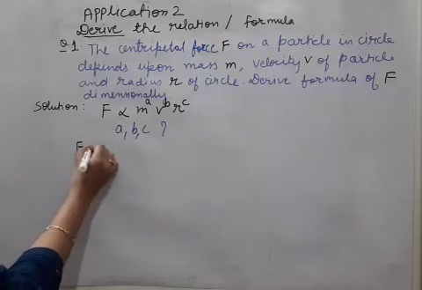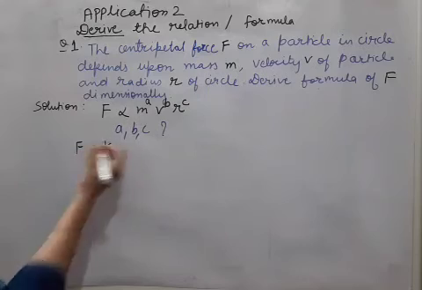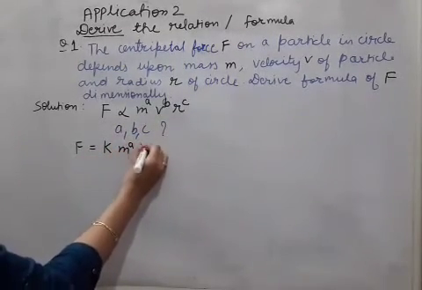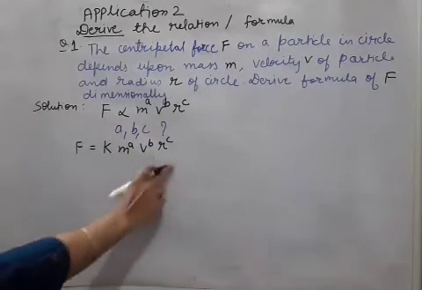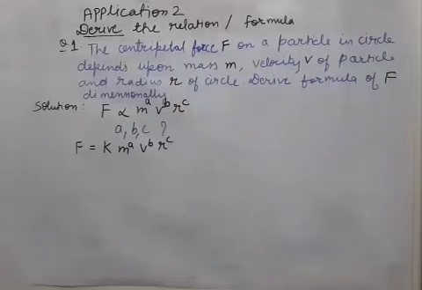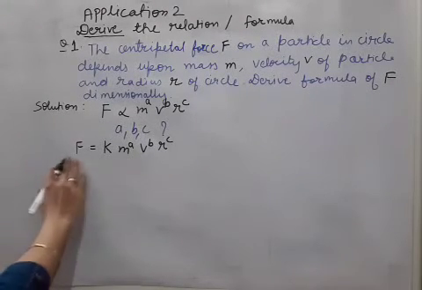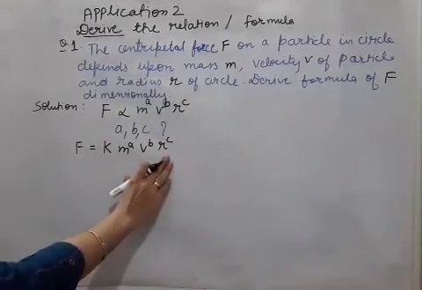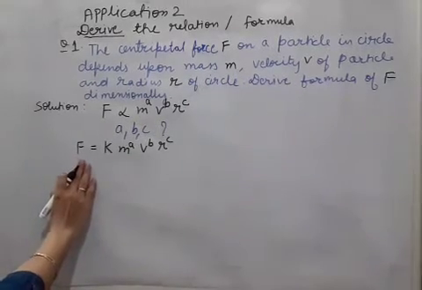First of all, whenever we remove this proportional sign, we write a constant K, and the remaining quantities are written as they are. Okay, just carefully see what we have done. After this, the next step is we will be replacing each quantity by its dimensional formula. So let us start now.